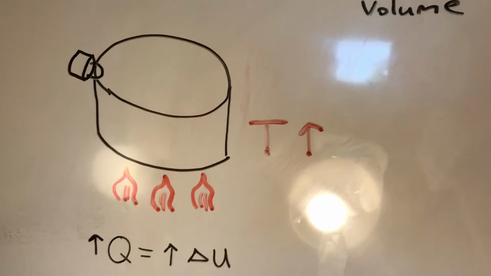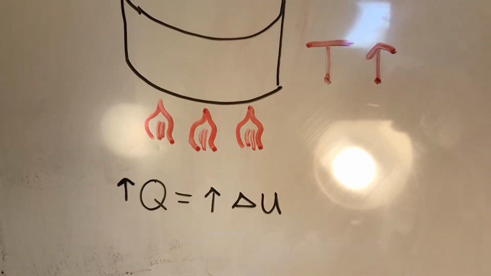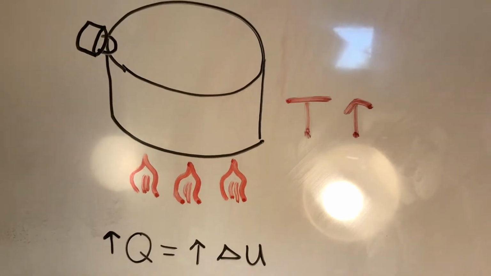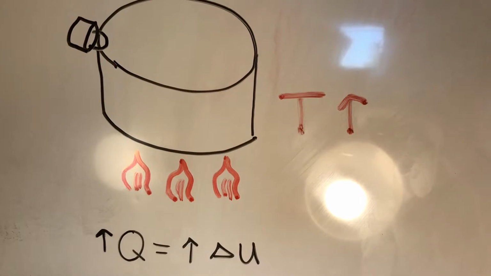An example of this is where you have a sealed inelastic container in which heat is provided to the system, which results in a rise in temperature. And so you have a rise of heat, which is a rise of internal energy.